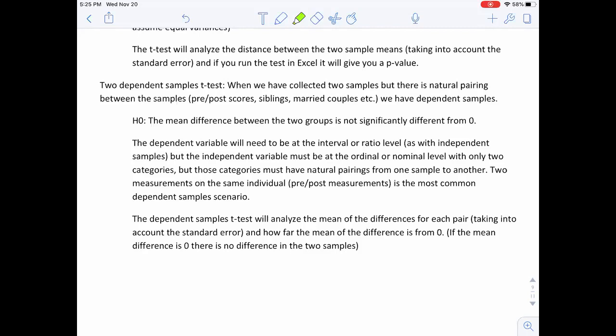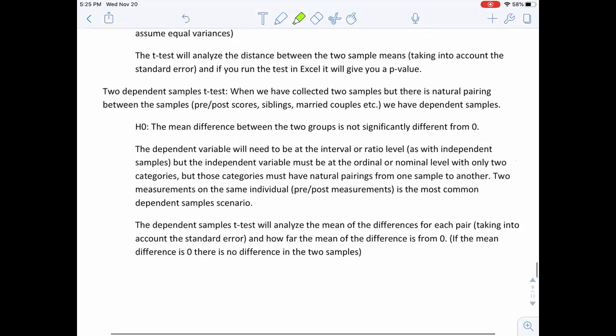The dependent variable, again, has to behave the same way as for just two independent samples, right? So nothing changes between independent samples and dependent samples for t-tests. It's just how the samples are related to each other. Okay. Any questions?